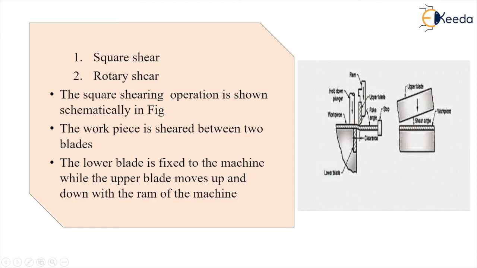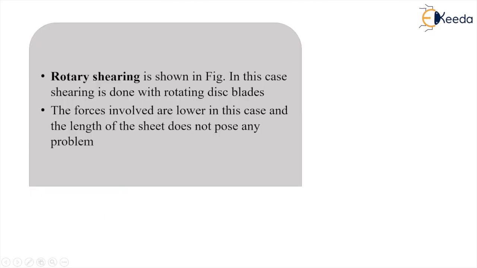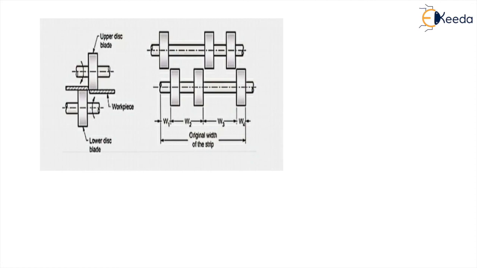So here the workpiece is getting sheared between the two blades. One blade is fixed to the machine and another blade is moving up and down with the ram of the machine. This is the square shearing machine. And rotary shearing is another type of shearing. So here there are rotating disc blades. One is a lower disc and another is an upper disc blade, which is shearing the material.